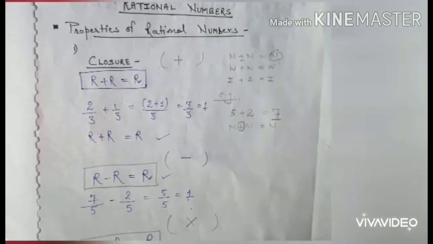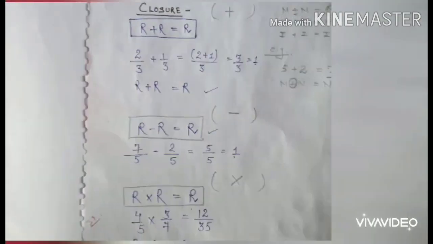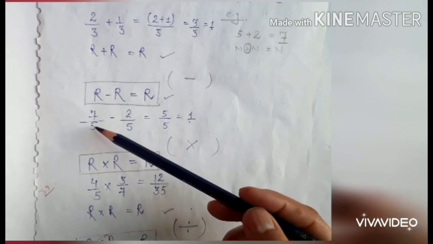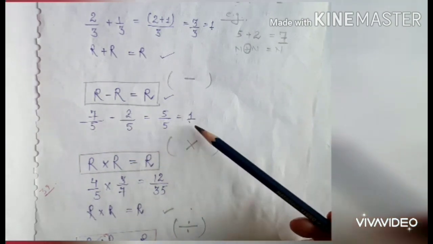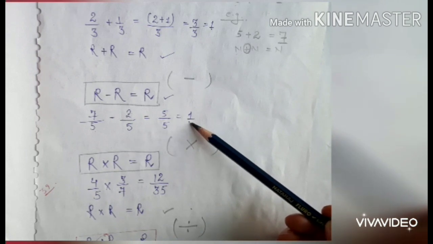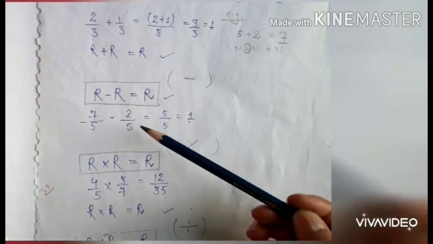Now the second one is for subtraction. When you do the calculation for subtraction, we choose two numbers, 7 upon 5 and minus 2 upon 5. We get 5 upon 5, which is 1. 1 is again a rational number. So we can say that rational numbers are closed under the operation subtraction.